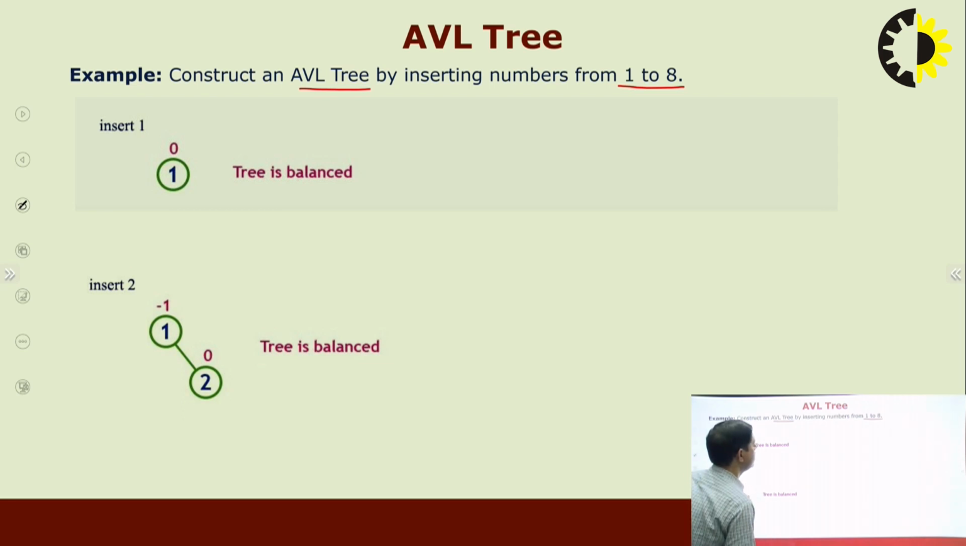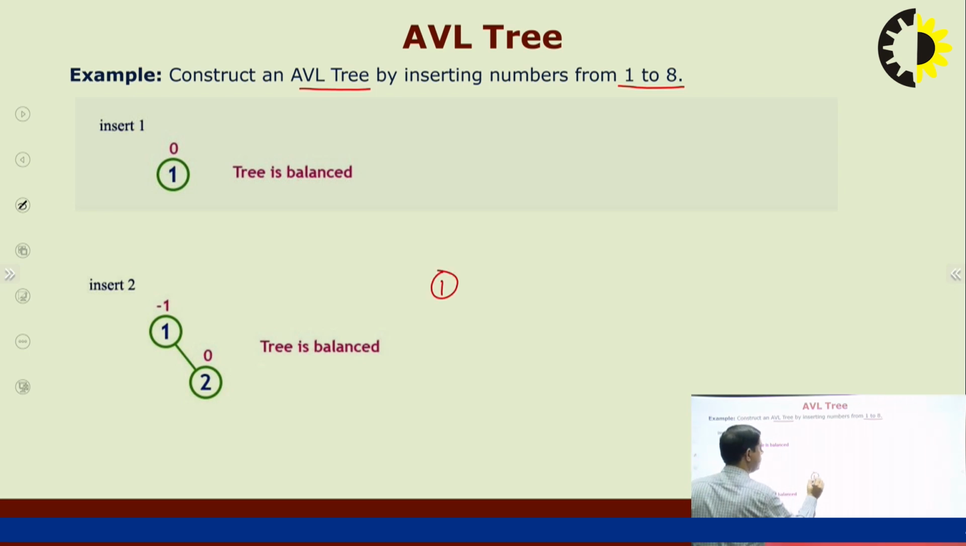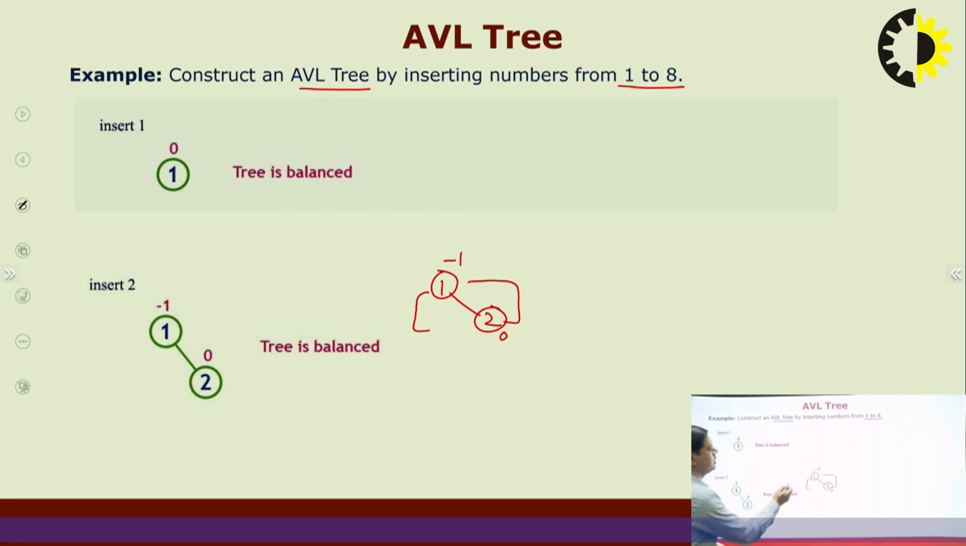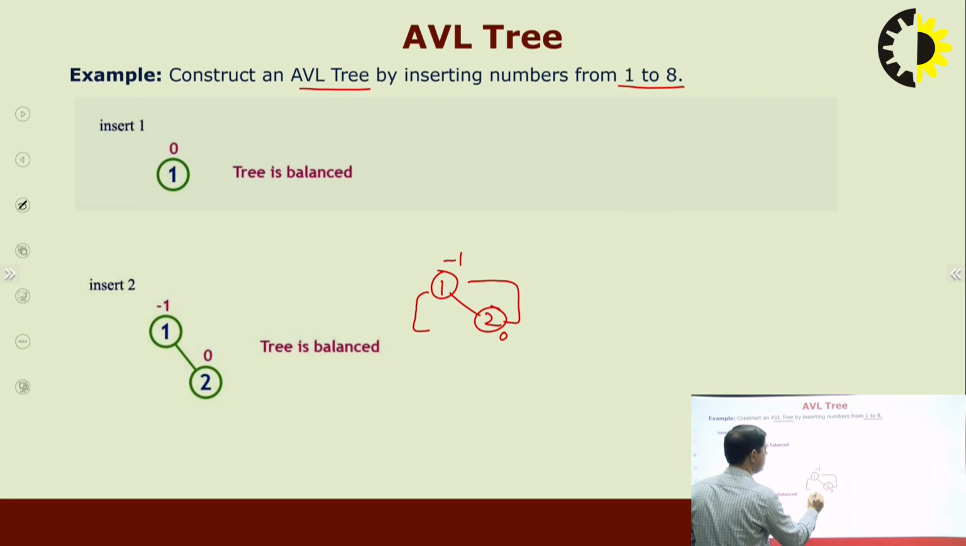After that, we are inserting 2. Then after inserting 2, the tree will be like this. That means 2 is greater than 1, so 2 will come on the right side of 1. After each insertion, we have to check the balancing factor. The balancing factor for 2 is 0. Balancing factor of 1 is height of left subtree, that is 0, minus height of right subtree, that is 1, so 0 minus 1 is minus 1. That means still we are getting these three values, 0, 1 and minus 1, that means the tree is balanced.